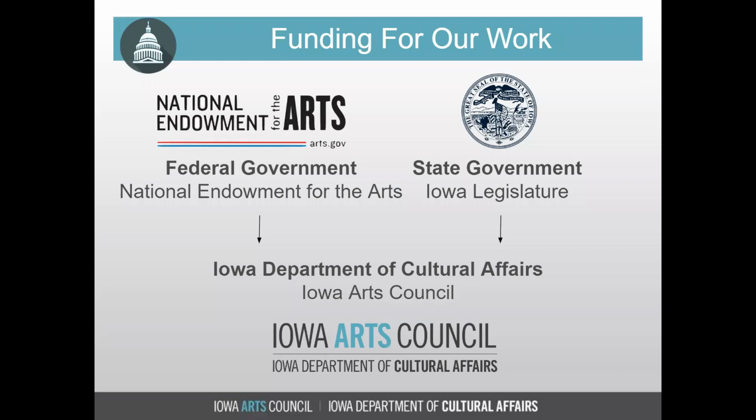Funding for our work in this program comes from the federal government through the National Endowment for the Arts, and from the state government through the annual appropriations from the Iowa legislature to the Iowa Arts Council. The takeaway here is the Iowa Arts Council's work is funded with taxpayer dollars, so the public value of what we do is an essential component of our programs, especially our grant programs.